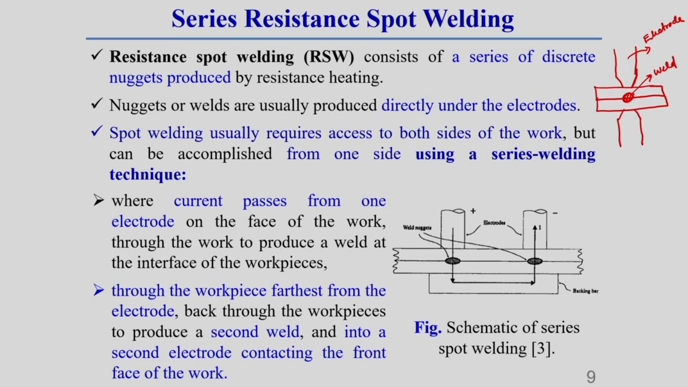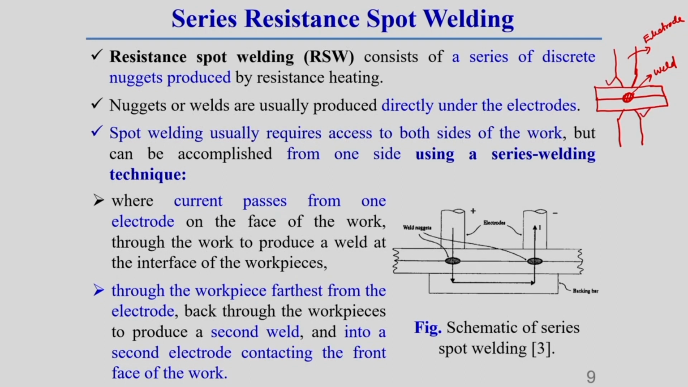What are the things required to form this? Generally we have to put 2 electrodes on both sides. This is the conventional type of resistance spot welding. So the main requirement is that we must have access to both surfaces. That is why spot welding usually requires access to both sides of the workpiece, this side as well as this side.